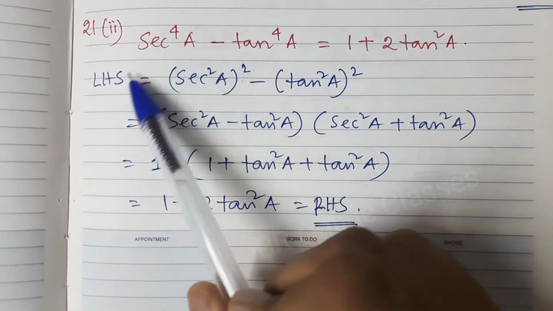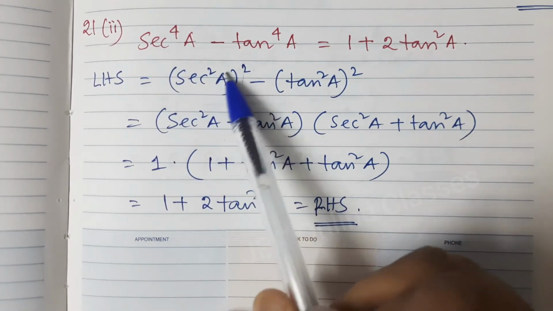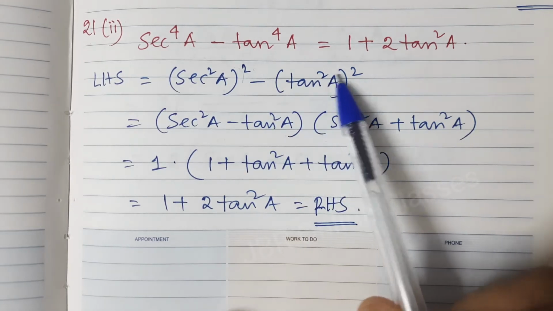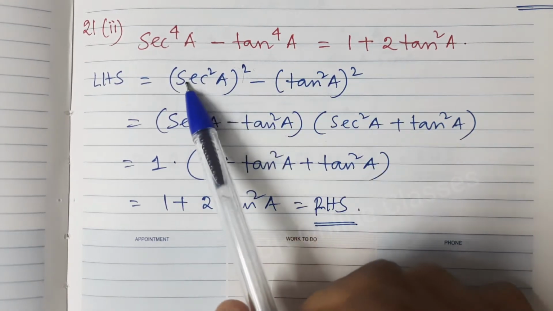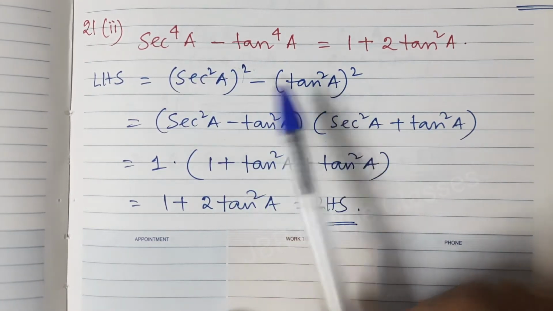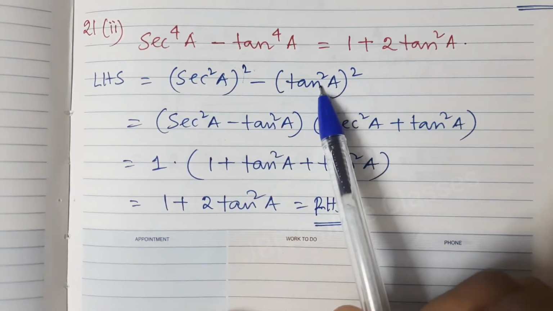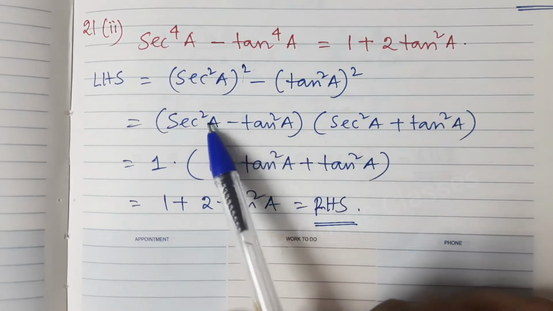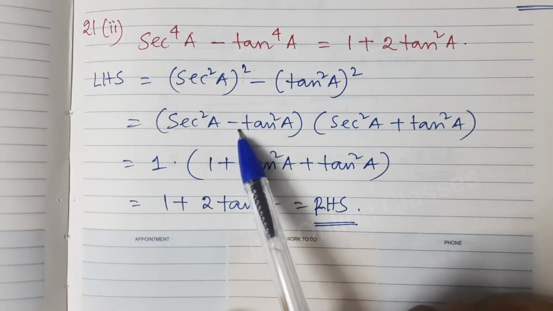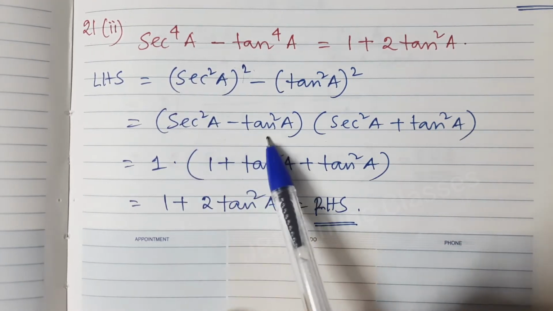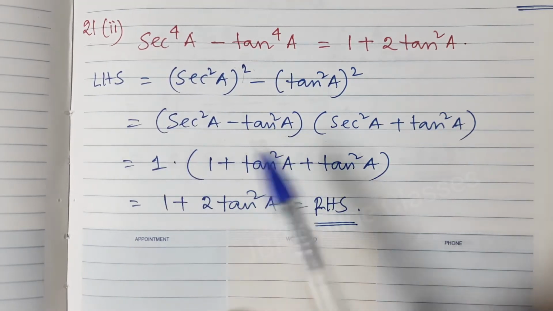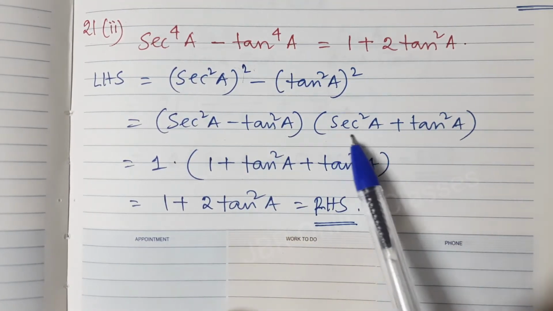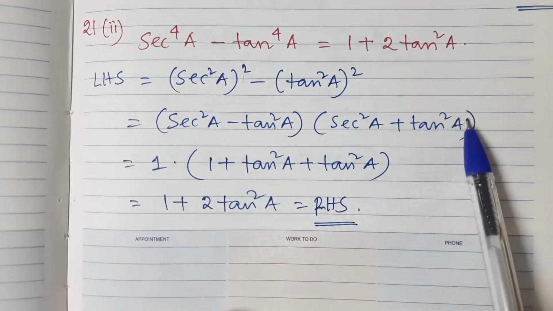So here also the left hand side is sec square A whole square minus tan square A whole square. Now it is A square minus B square formula. A is sec square A and B is tan square A. So A minus B, A plus B. Now this is 1 because we know that the formula of sec square A minus tan square A equal to 1. Now here we are having only this. So 1 into this.